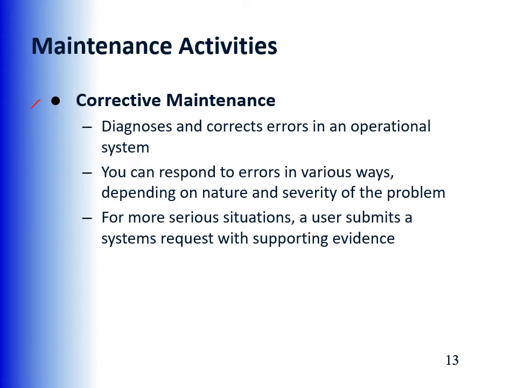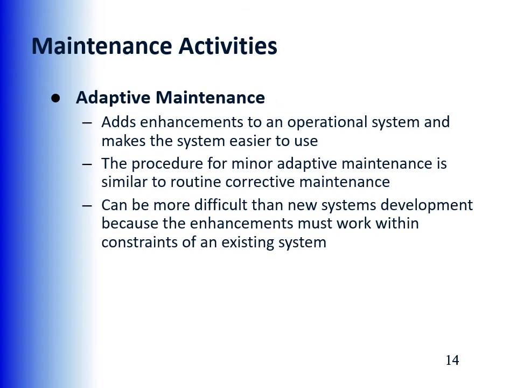Corrective maintenance diagnoses and corrects errors in an operational system. You can respond to the errors in various ways depending on the nature and severity of the problem. For more serious situations, a user submits a systems request with supporting evidence. Now, adaptive maintenance.